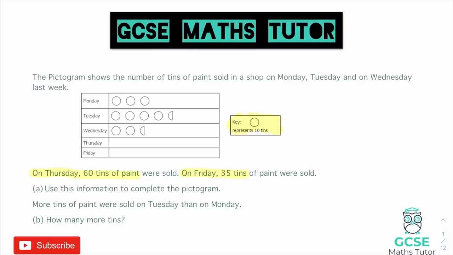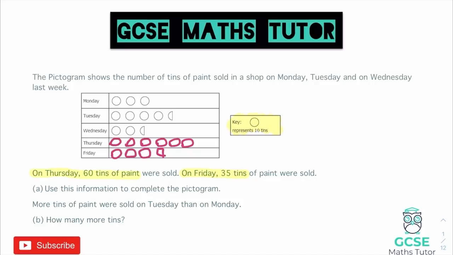For 60 tins, that's going to be 6 of those circles, as they represent 10 each. So we just draw 6 circles into our pictogram, nice and neat, and there's our 6. For 35 tins, we're going to have to use part of a circle, so we'll get the 3 circles in that represents 30, and then we just need to draw half a circle as best as you can, which is going to represent those 5.